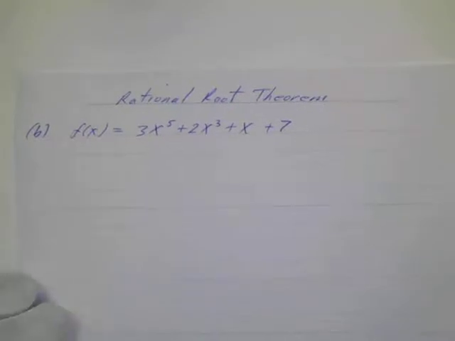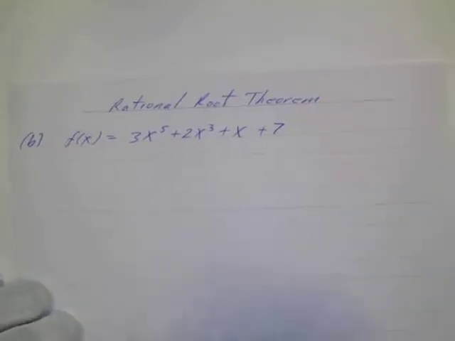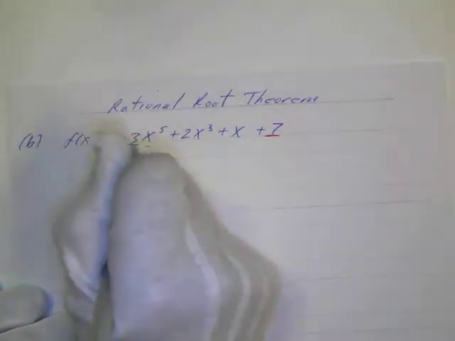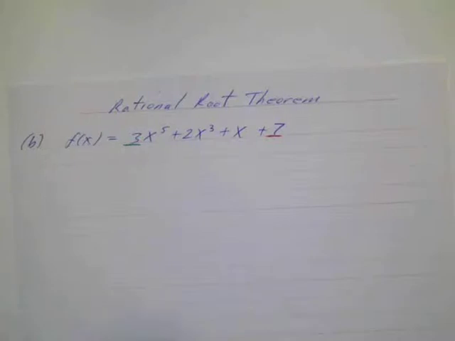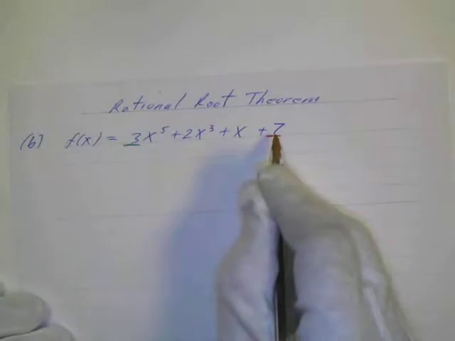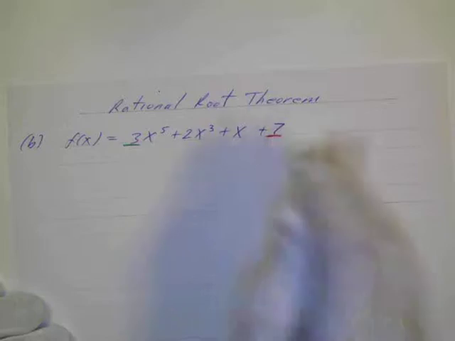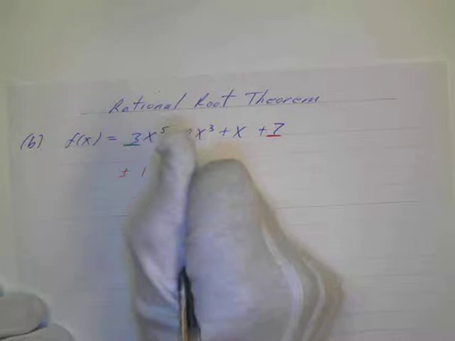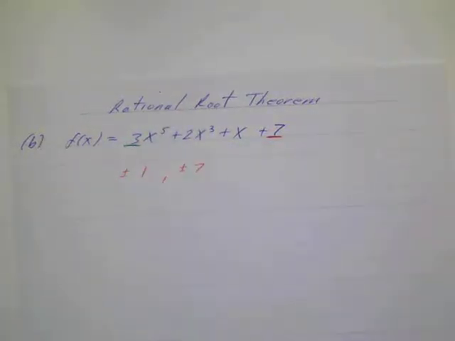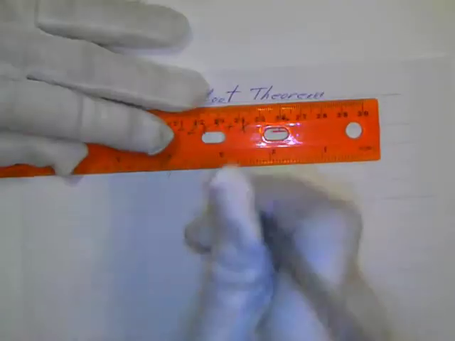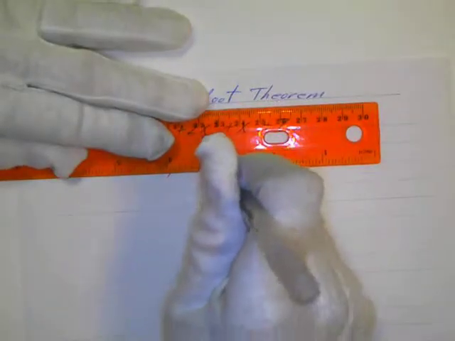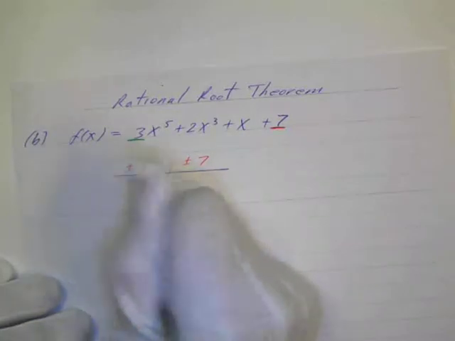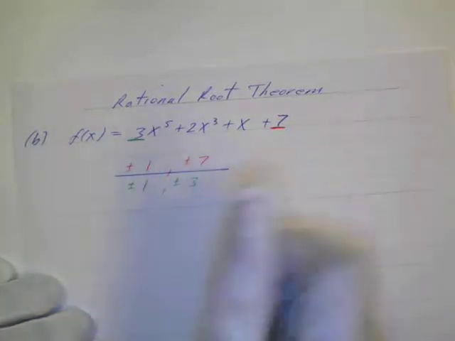And again, we're just interested in the constant term and the leading coefficient. We know all of our possible roots will be possible factors of the constant term. So what will those possible factors of 7 be? Just plus or minus 1 and plus or minus 7. Those are the only two numbers that go into 7. And they're all going to be over the possible factors of 3, which would be just plus or minus 1, which goes into 3, and plus or minus 3. So these are our possibilities.